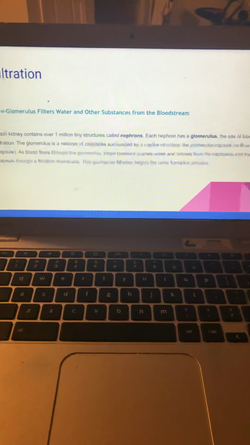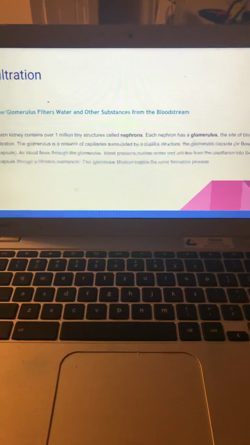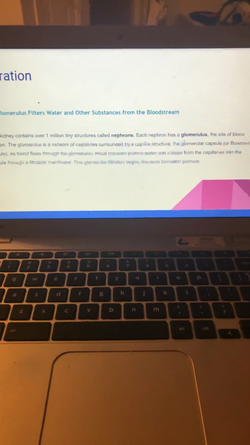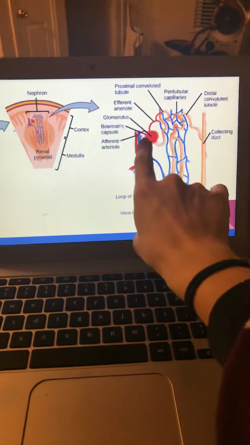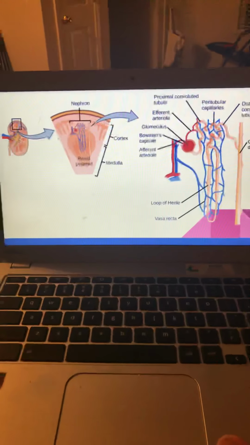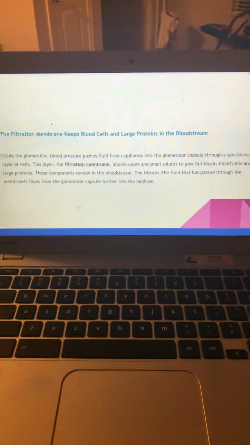Blood flows through the glomerulus. Blood pressure pushes water and solutes from the capillaries into the capsule through a filtration membrane. And that is how the urine process begins. So this right here is the glomerulus and the Bowman's capsule that we're talking about. The filtration membrane keeps blood cells and large proteins in the bloodstream.